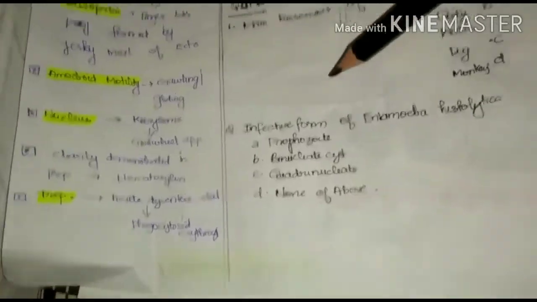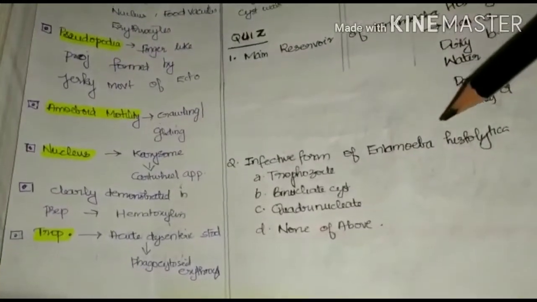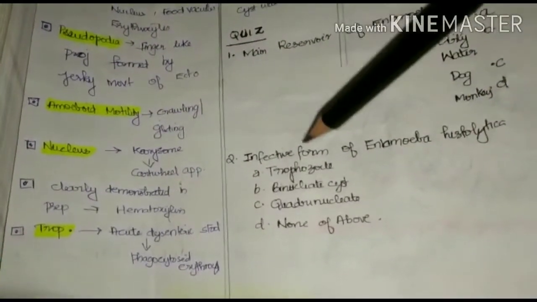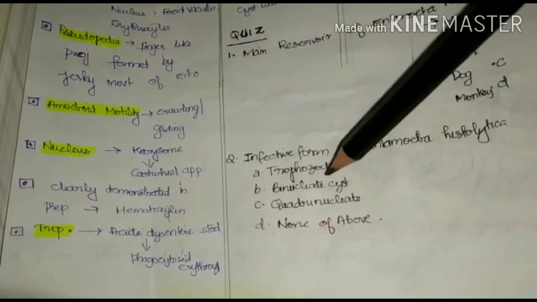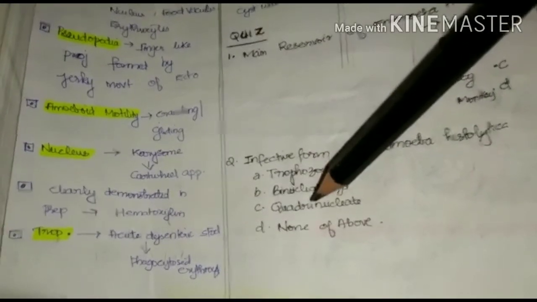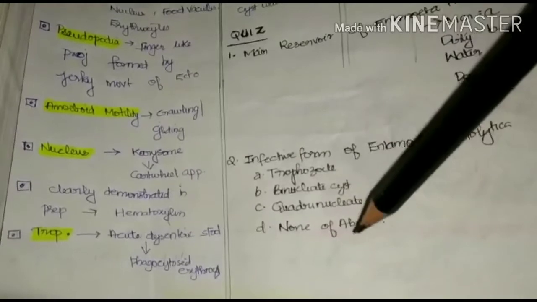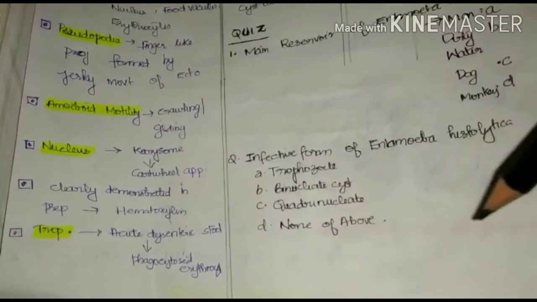Then the second question: what is the infective form of Entamoeba histolytica? A, trophozoite. B, binucleate cyst. C, quadrinucleate cyst. And D, none of the above. What do you think?